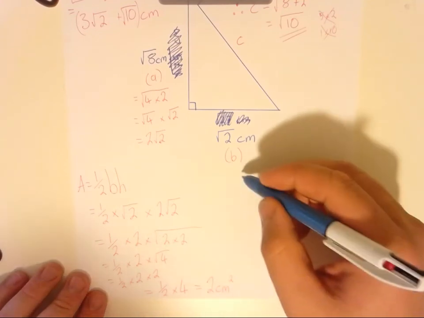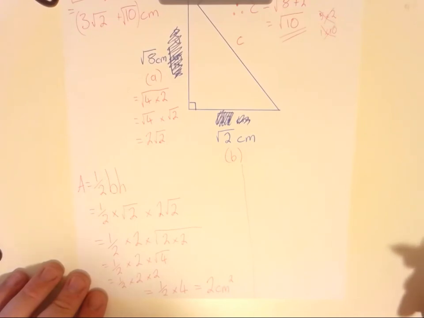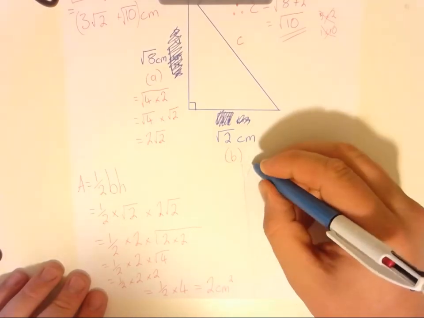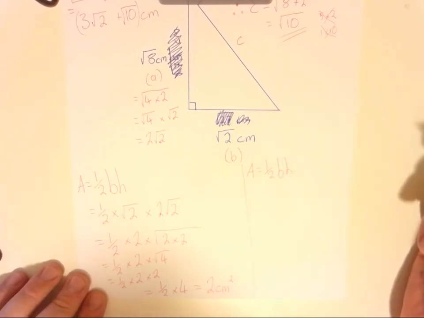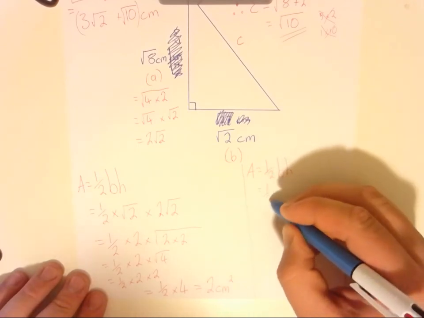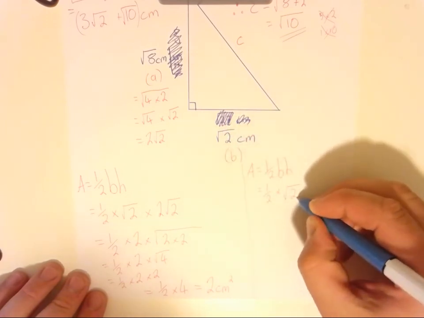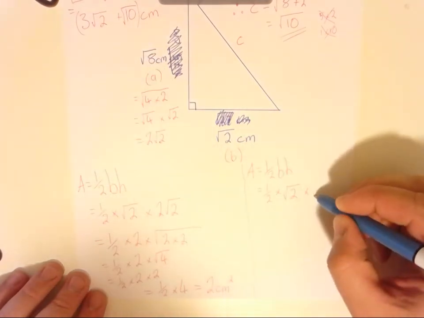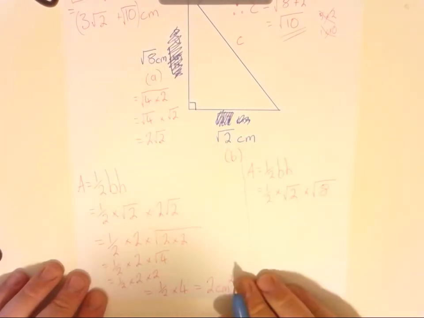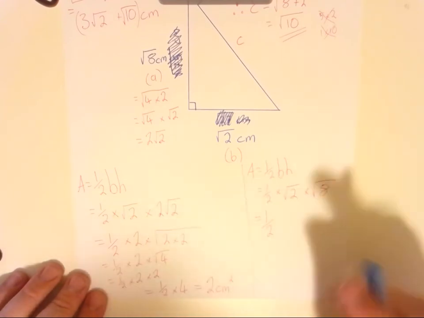Now, as I said to you before, I'm going to show you another way to do this. Our other way would be, again, area equals a half base times height. I have 1/2 times my base, root 2, times my height. But this time I'm going to use the square root of 8, and I'll show you how that gives us the same answer. Some people might prefer it this way, some people might prefer the other way, it's completely up to you.